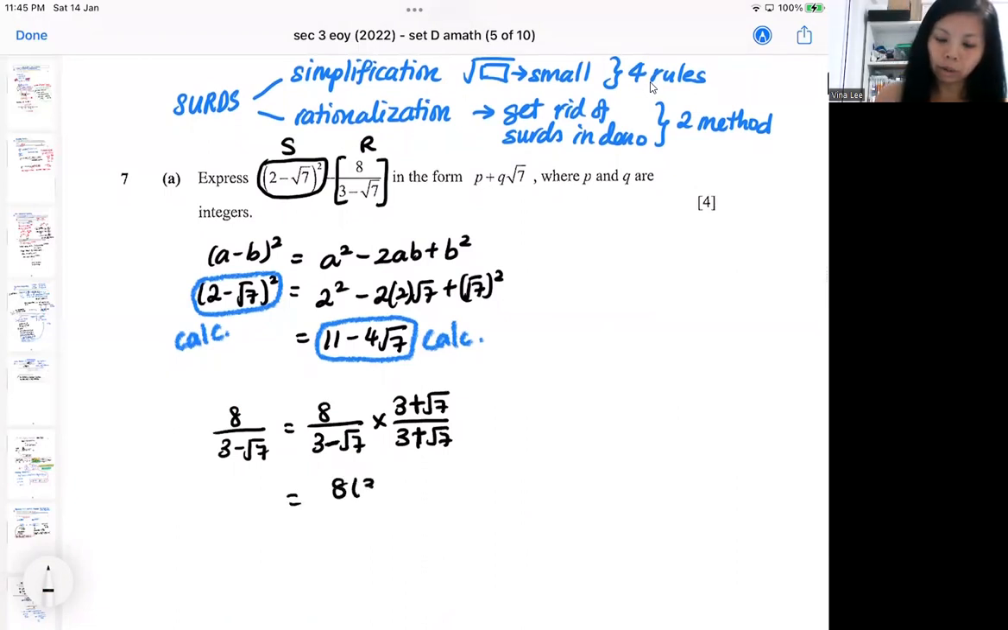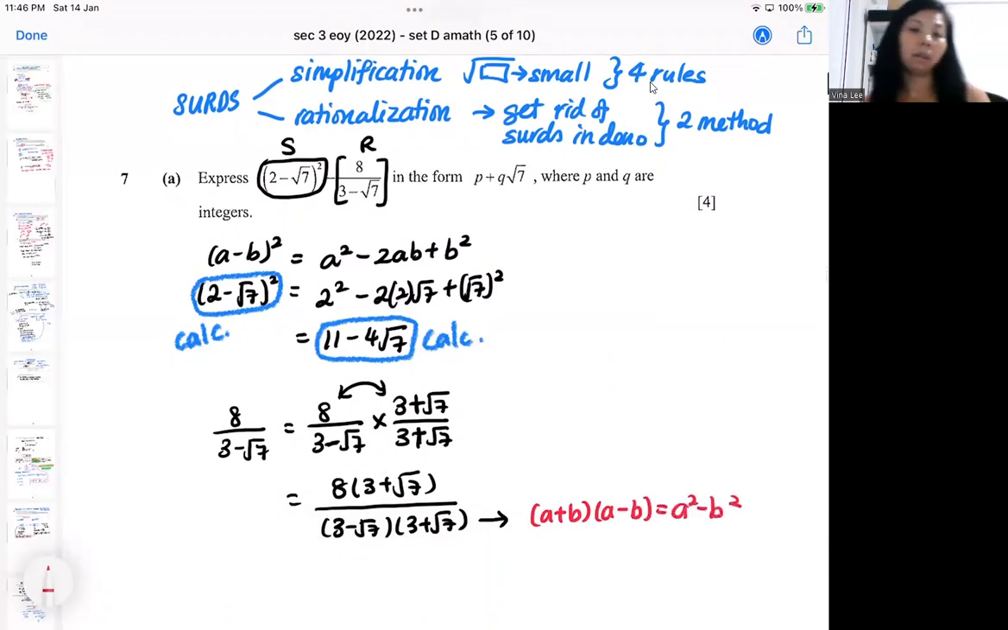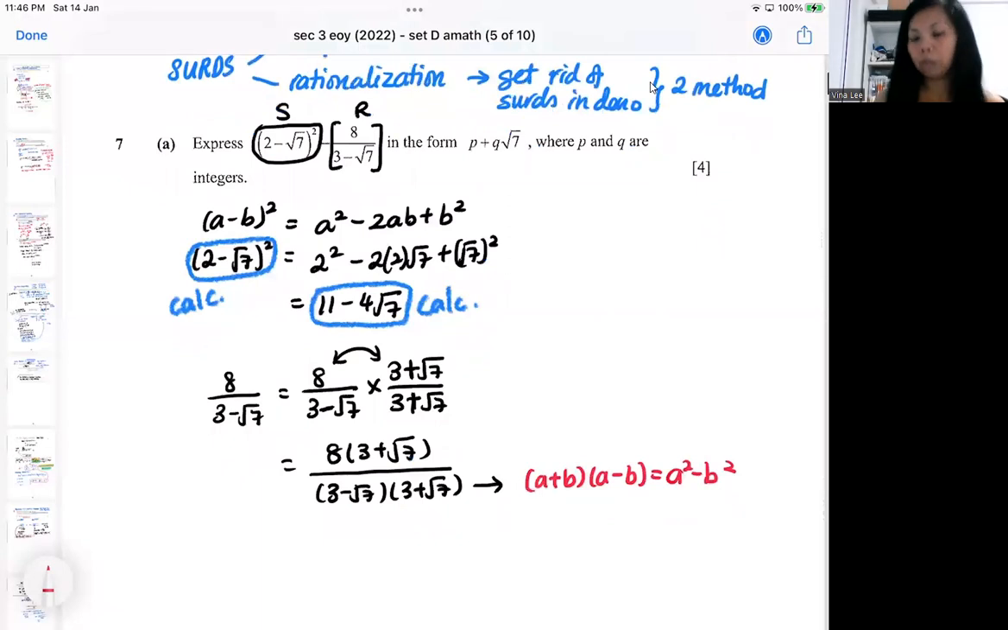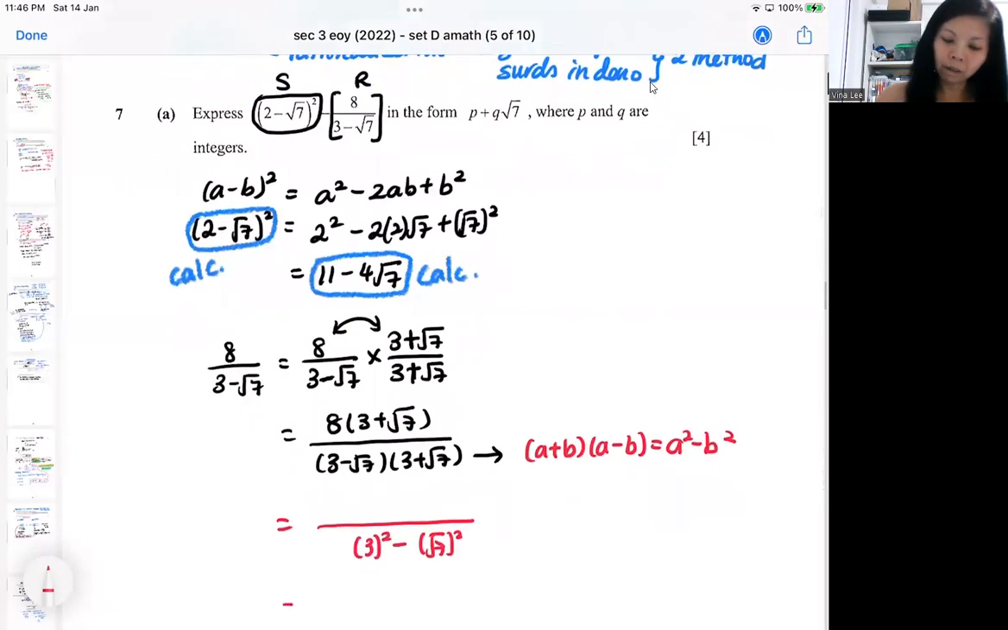It just means that if this is a minus, you rationalize with the positive. When you do the rationalization, you do numerator times numerator, denominator times denominator. In the denominator, it will be one of your set 2 formulas, the a plus b, a minus b. That is the technique of the rationalization. We make use of a squared minus b squared, so I'll be getting 3 squared minus root 7 squared. If you apply it, you should get a nice number. In this case, I get a 2.